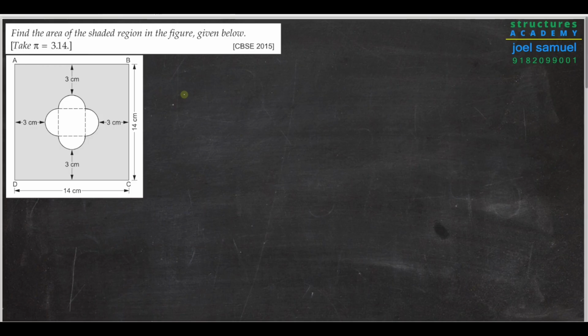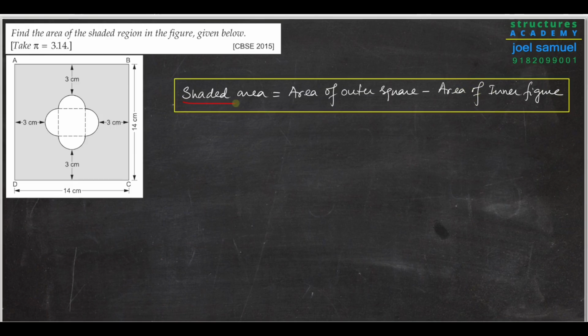So in order to calculate the shaded area, we would say area of outer square minus area of inner figure. So the shaded area is equal to the area of the outer square, which is 14 times 14. That will give us the area of this square, minus the area of the inner figure. Next, let us try to understand the geometry of the inner figure.